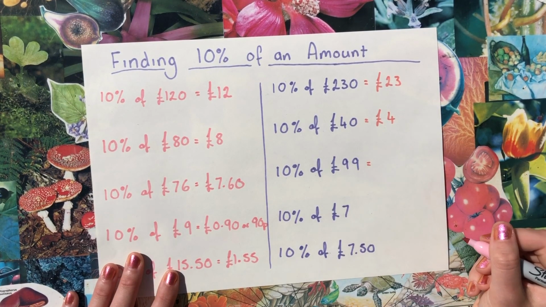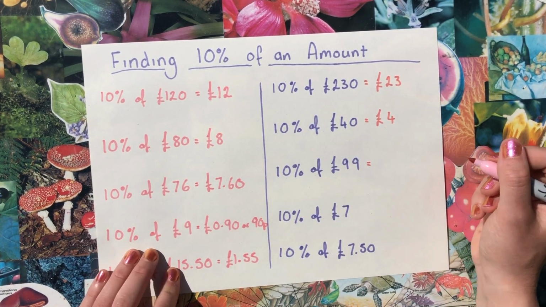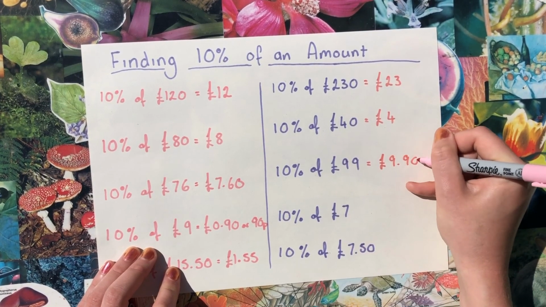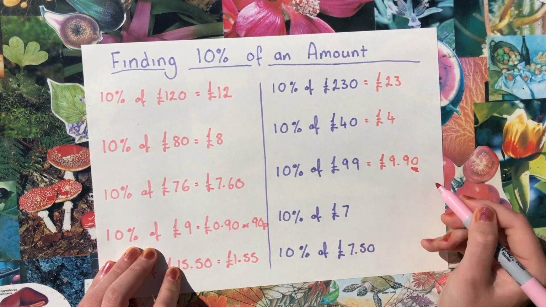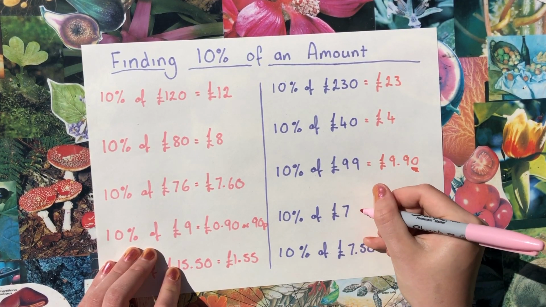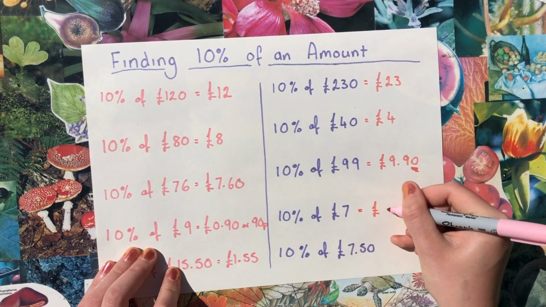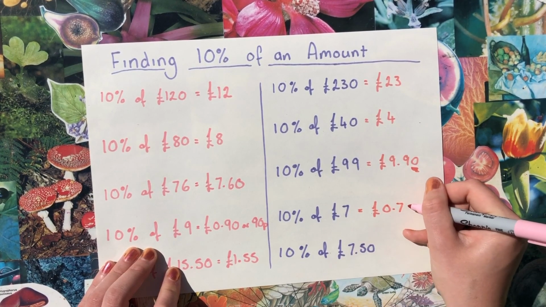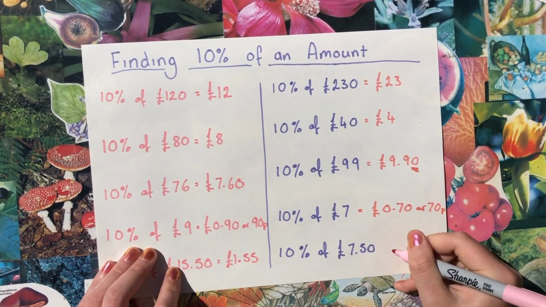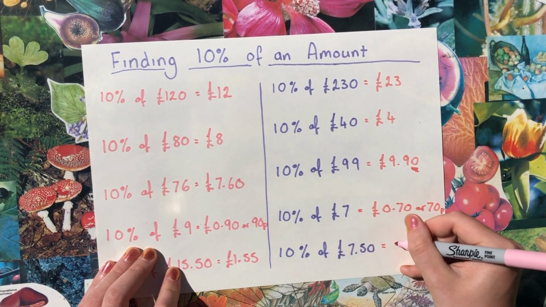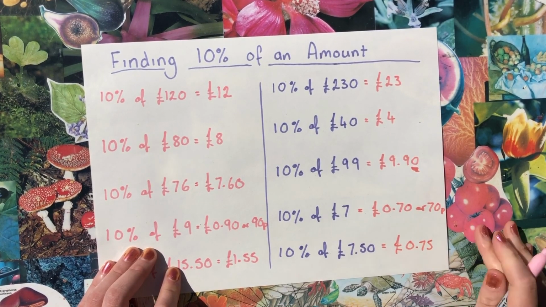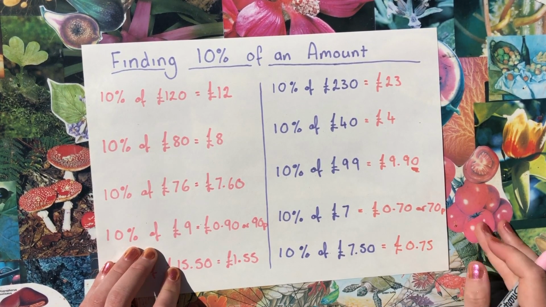10% of £99. Ooh, tough one. Remember to use your place value columns. That is going to be £9.90. Very important you put that 0 on the end there when you're dealing with money. 10% of £7? Harder even still. That's going to be £0.70 or 70 pence. And 10% of £7.50, well done if you managed to get this one. That is 75 pence or £0.75.